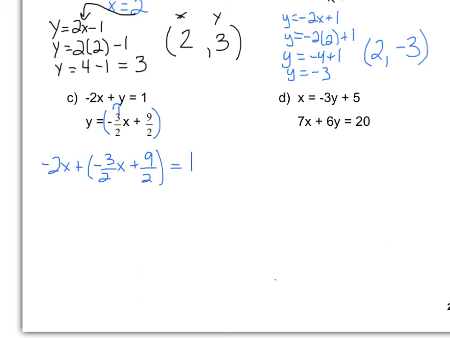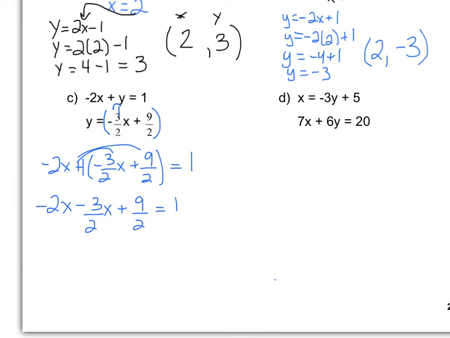Well, since there's no number here in front of this bracket and it's not a negative, this is just really like having a plus 1 in front, we can distribute this plus 1 to everything in the bracket, but it's not going to change. We're multiplying each of these terms by 1, so they're going to stay the same. So we can just drop the bracket. Minus 2x minus 3 over 2x plus 9 over 2 equals 1.